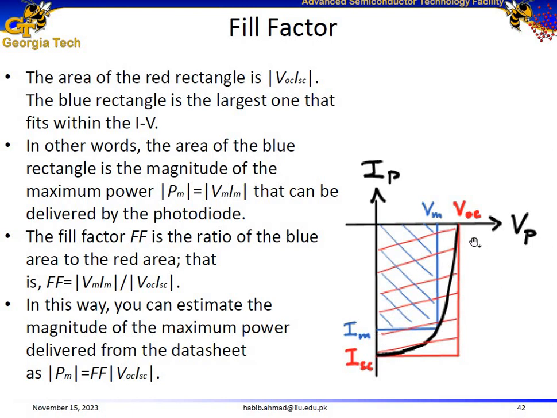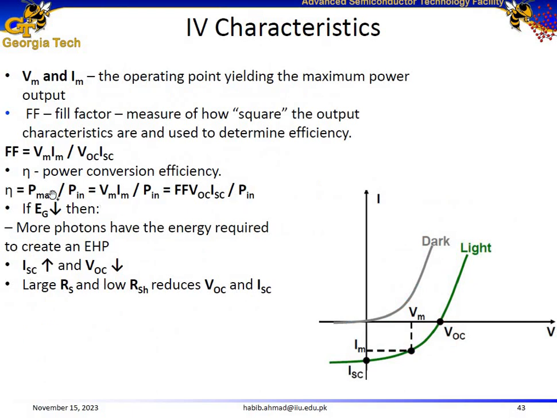So it's kind of like a container. You would like to fully utilize the container by filling it up, but under non-ideal conditions that is not an option. So we would like to fill it up as much as possible. So you would like to have as high a fill factor as possible. So fill factor is the ratio of VM IM divided by VOC ISC. And P maximum, which is V maximum times I maximum, is the product of fill factor times VOC times ISC.